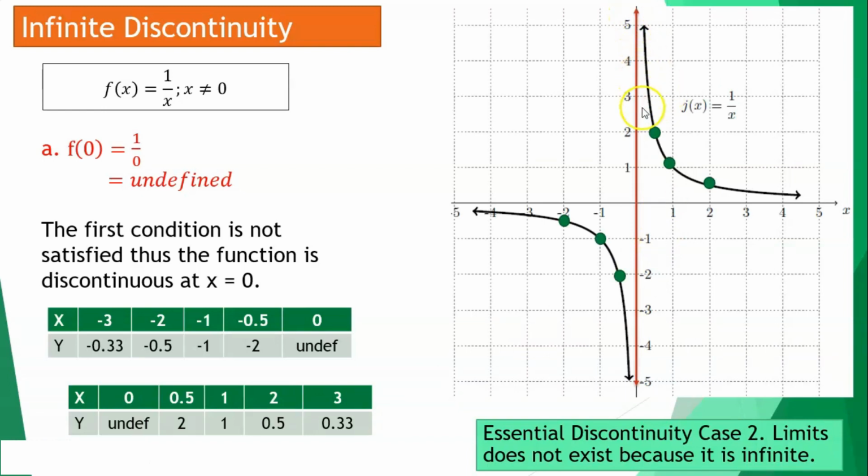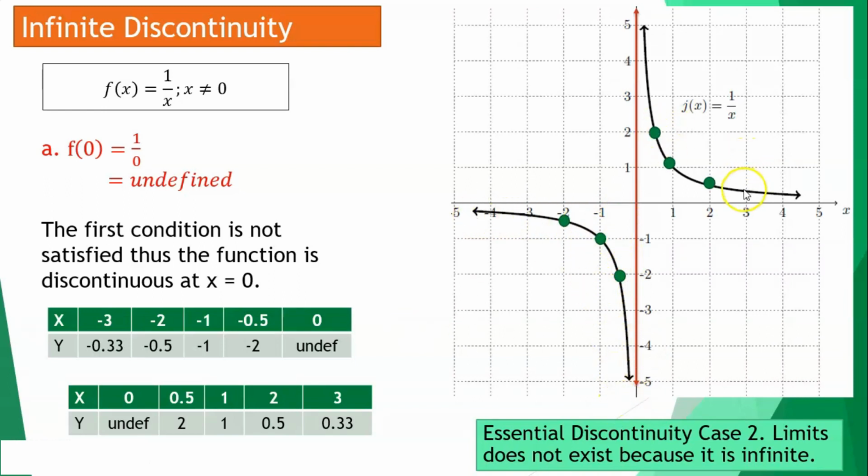so take note, the graph is asymptotic at x equals 0. So x is -2, so it's -0.5. If our x is -1, it's -1. If our x is -0.5, we'll get -2. So connecting, this will be our graph.